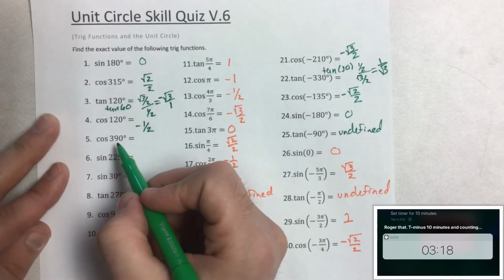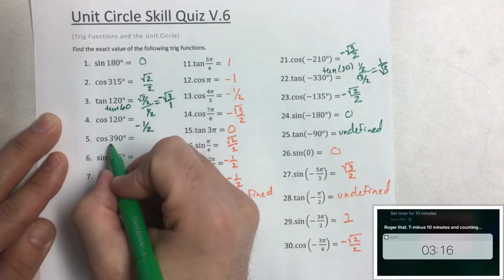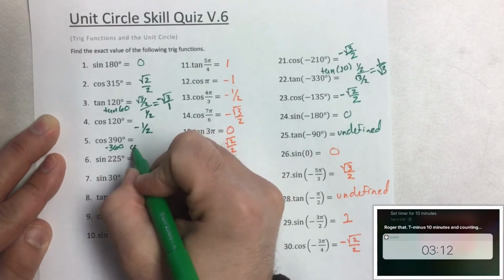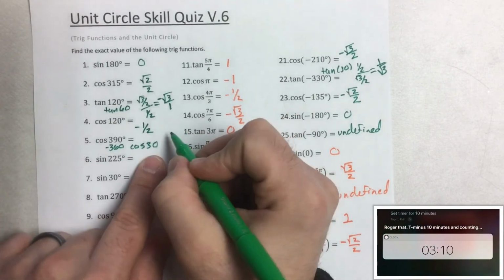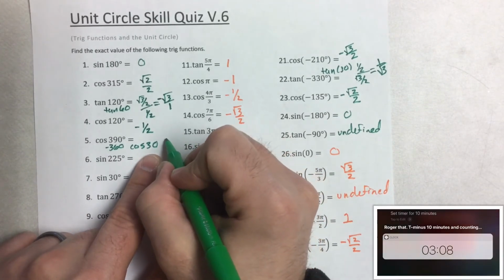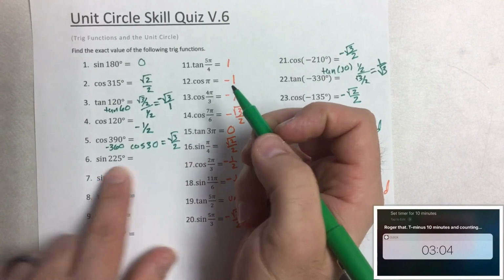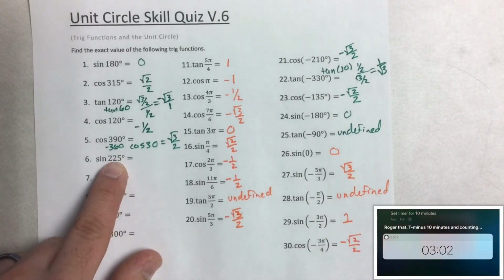So 390, that's one full rotation. So if I take 360 away from this, that's actually cosine of 30. So cosine of 30 is going to be square root of 3 over 2, and we're still in the first quadrant, so cosine is positive.